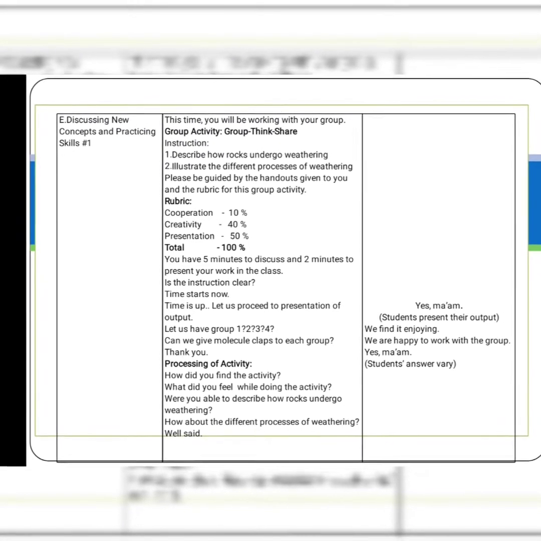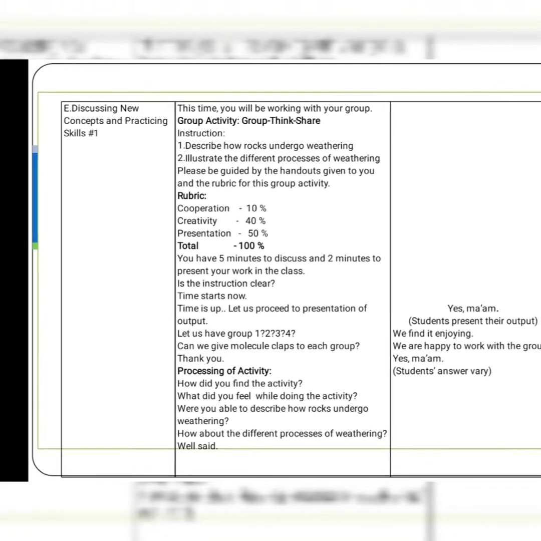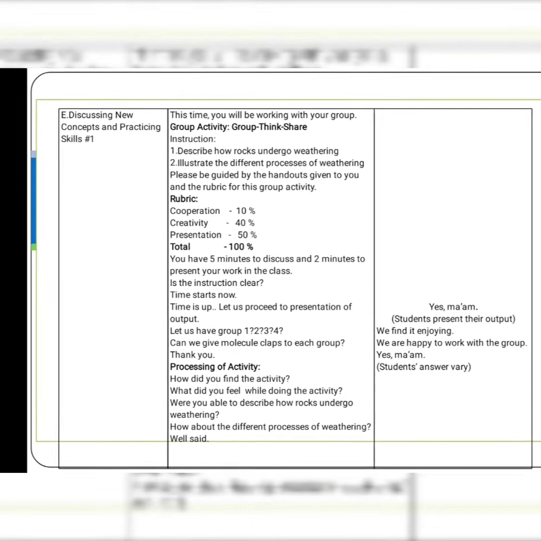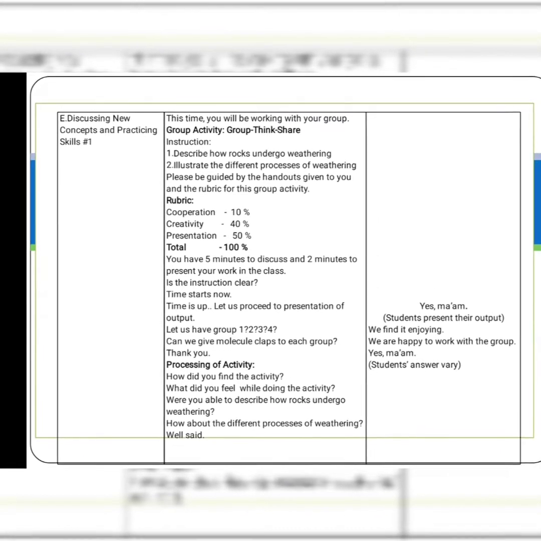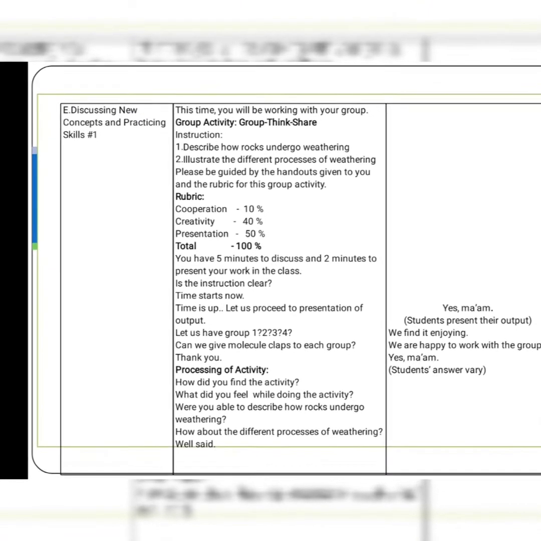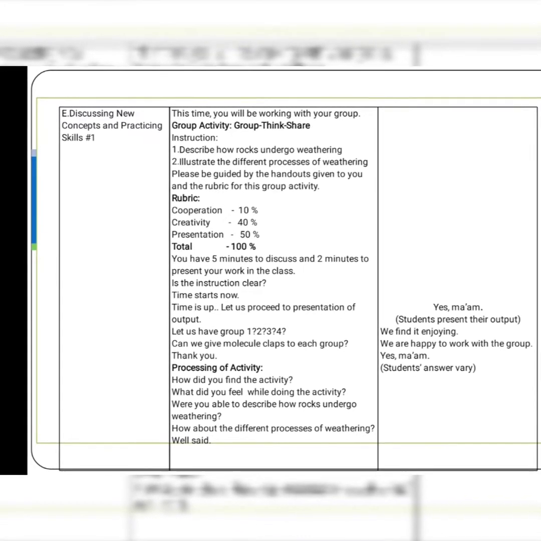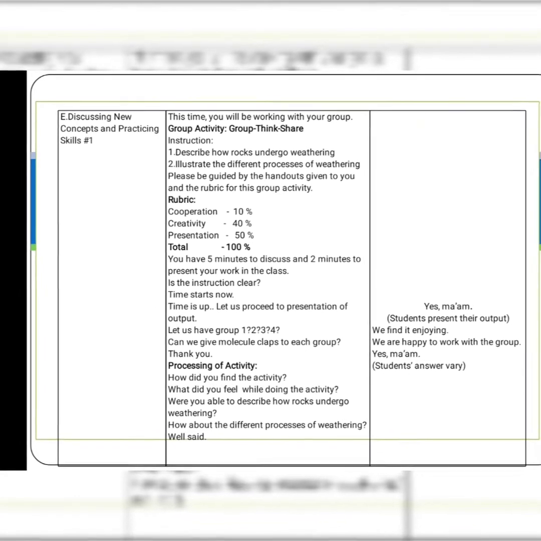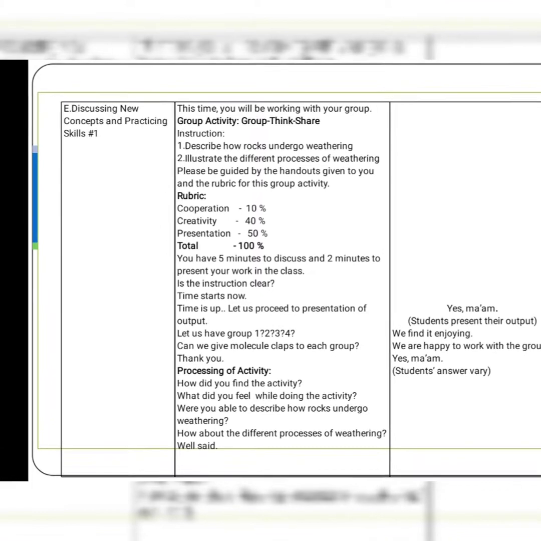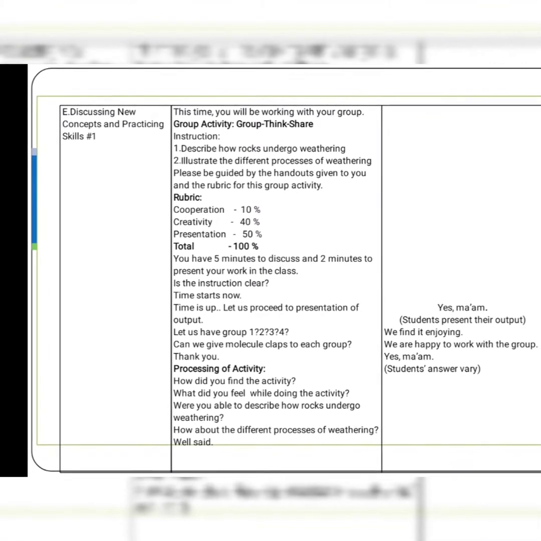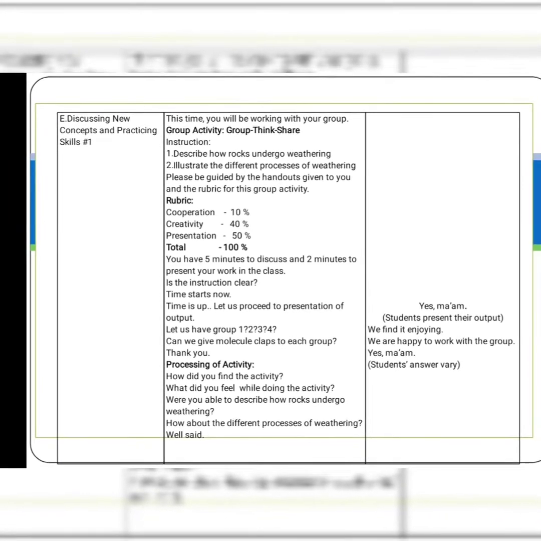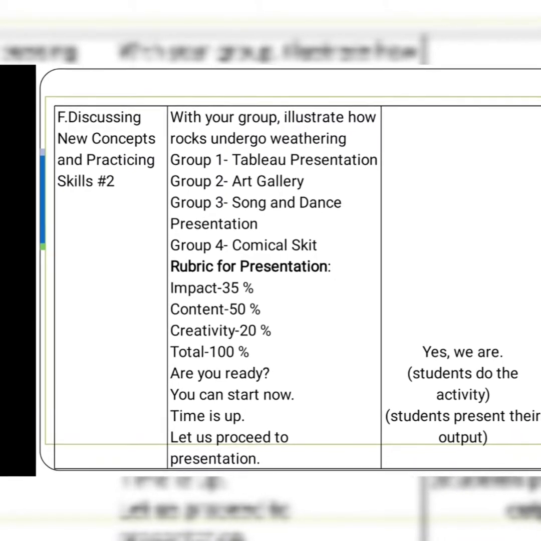So remember, when you let the students do the group activity, you have to be clear with your instruction and provide them the rubric so that they will be guided. Okay, and you also have to allot time for the activity. Like this one, they have 5 minutes to discuss, 2 minutes to present, and afterwards you process the activity. Ask them about their experiences.